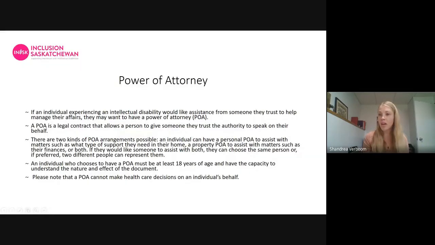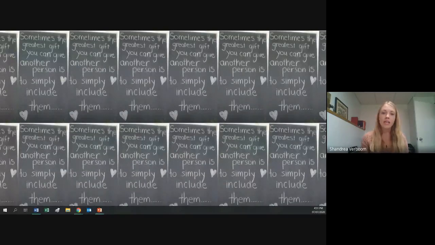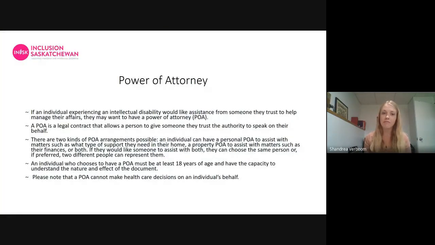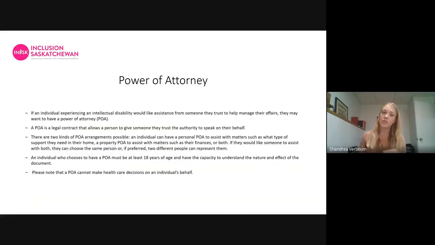I am far from an expert in this area. It's quite a vast area with lots of information. So I'm just going to give a quick little overview of the different areas of basically legal support, so having a legal document in place in order to provide an individual with support. I'll also mention that a lot of my support goes into alternatives to having these documents in place.